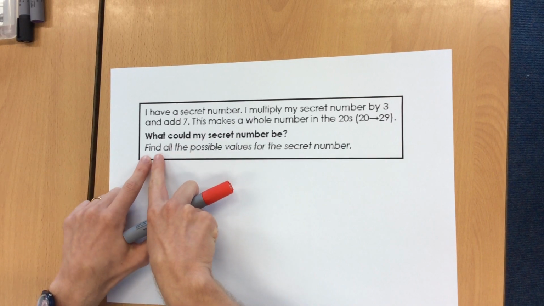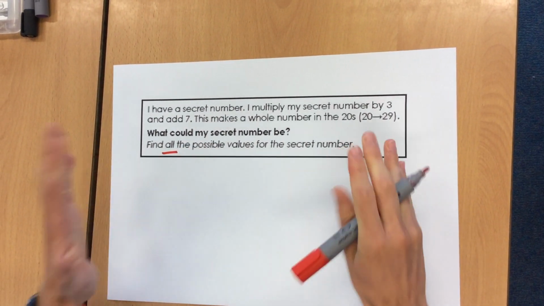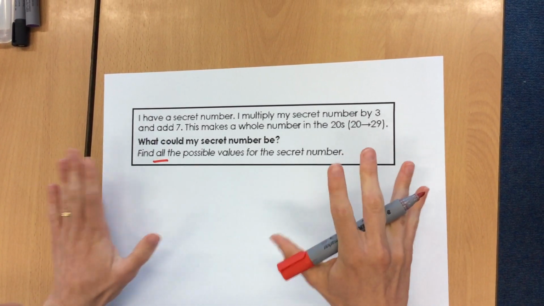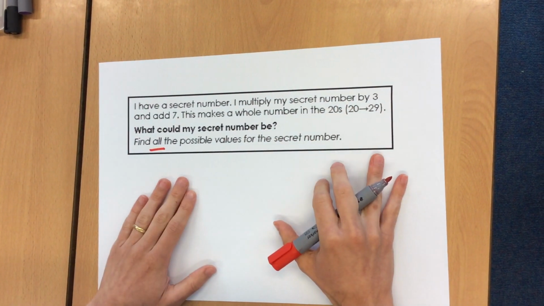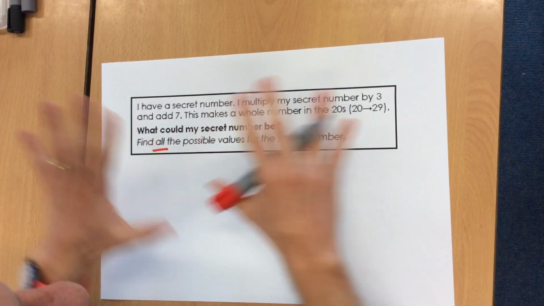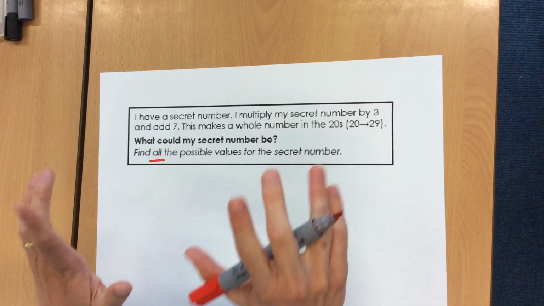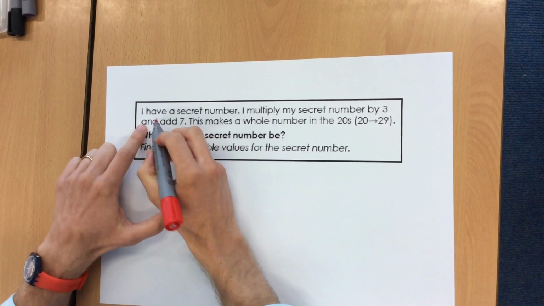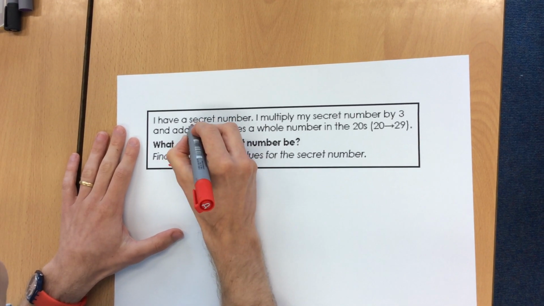Now, because it says find all the possible values, this is telling me, right, Mr. Conway, there's going to be more than one answer to this. So let's have a look at just deconstructing this question first of all. And when you are deconstructing a question like this, start from the beginning and let's figure out the information we already know. I have a secret number. Right, so this is what I need to figure out, the secret number.